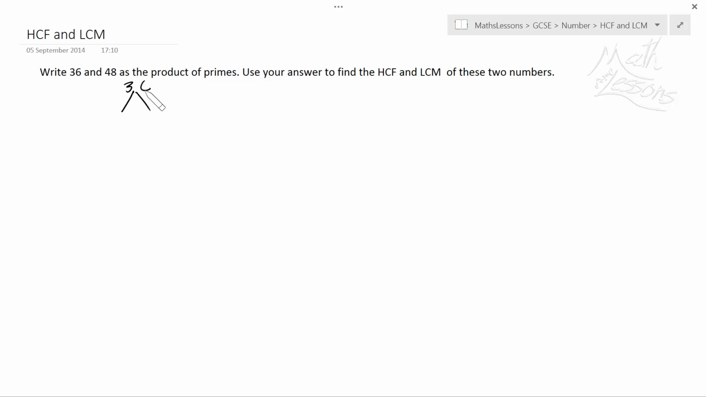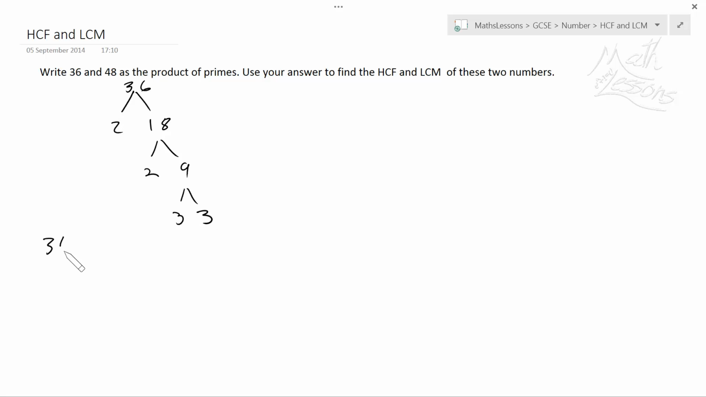So if I start off with 36, well, we know that's just 2 times 18, and that 18 is just 2 times 9, and that 9 is just 3 times 3. So what we're doing, each time, is splitting up the numbers into two factors until we get down to the end numbers all being prime.